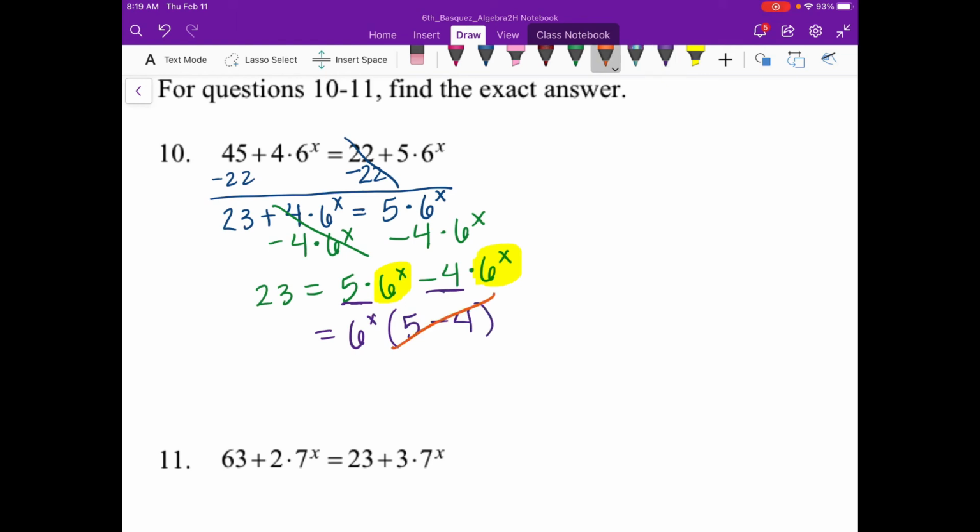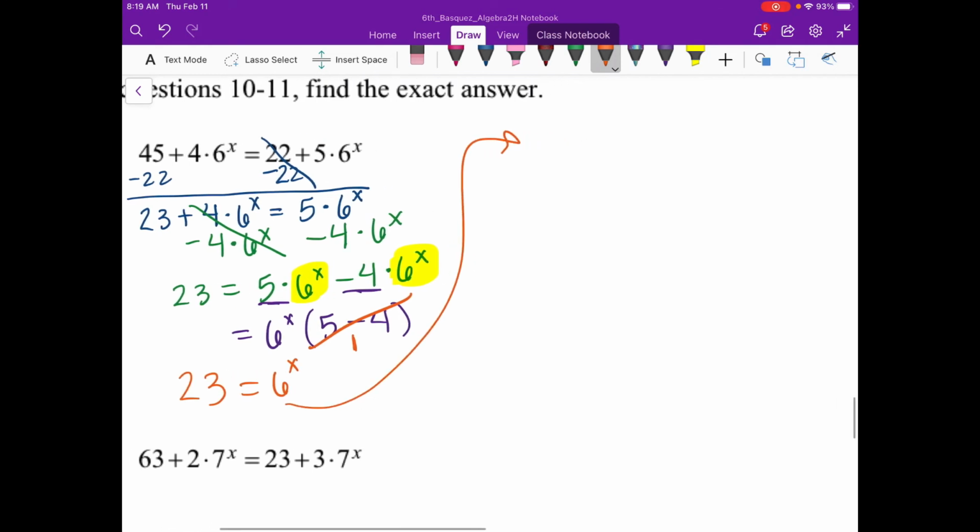Well, 5 minus 4 is just 1, right? So 1 times anything is just going to be that. So this turns into a 1. So on the right-hand side, I really just have 6 to the x, and on the left-hand side, I just have 23. Okay, so I'm getting closer to getting x by itself. Now I'm going to change this to a log problem. So I have log base 6 of 23 equals x.